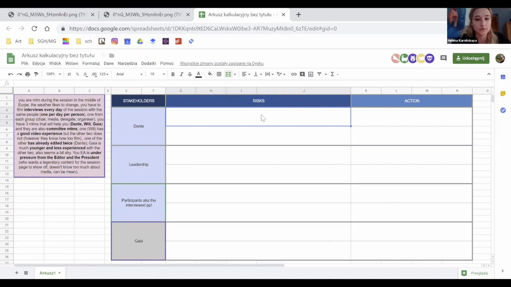Okay, so now as we have 4 stakeholders, okay, someone's making a lot of noises. Yes, that may be Helena, thank you. Now, as we have our stakeholders, I would like you to think what's the risk that they may generate. What risks are concerning this particular person.